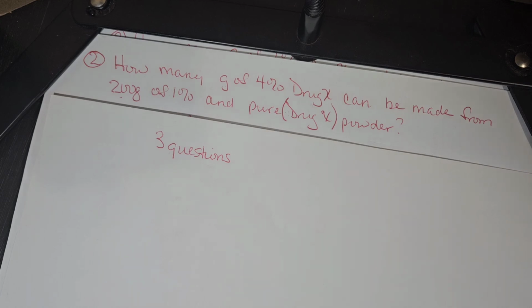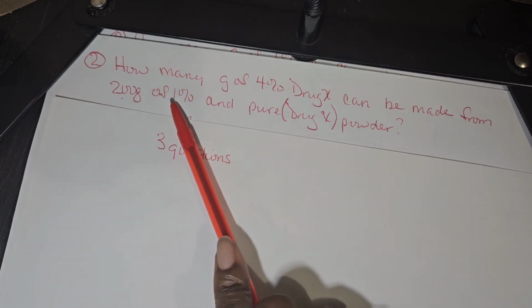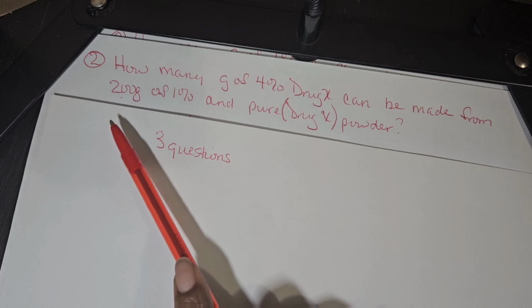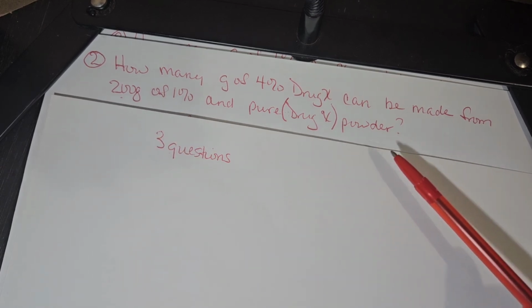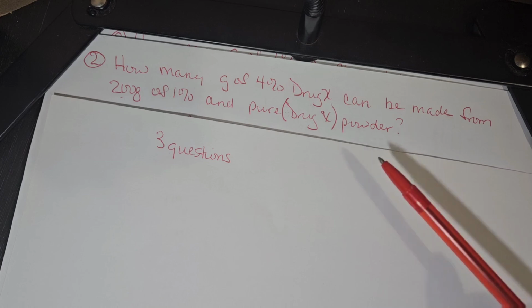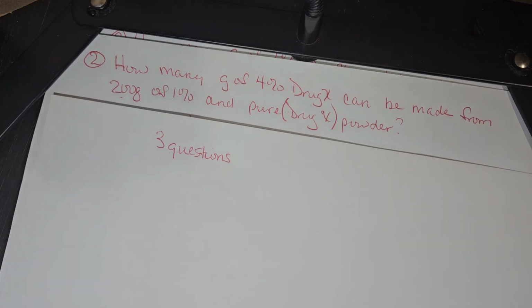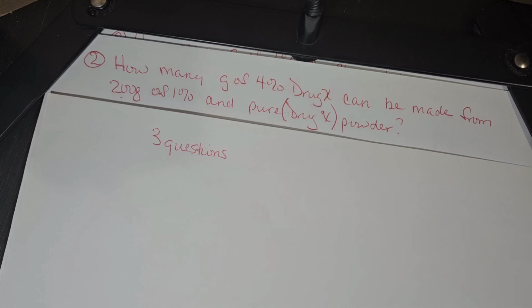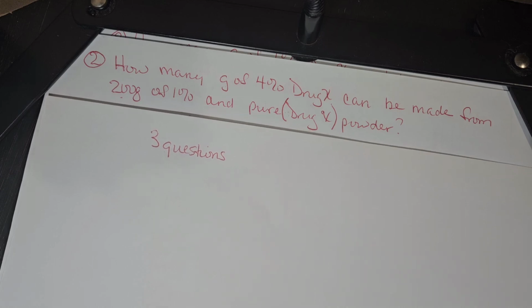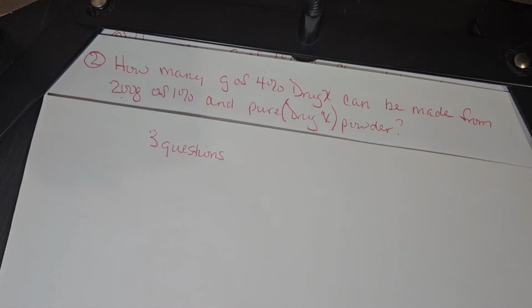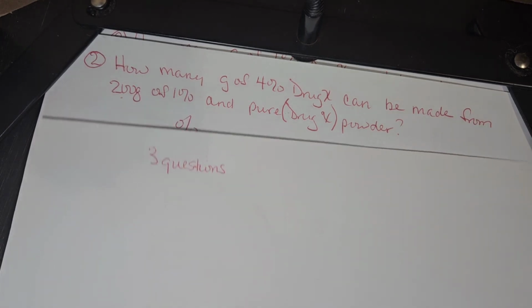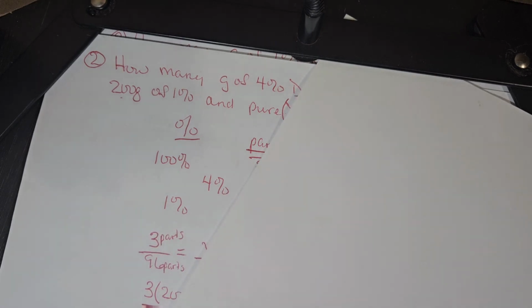We do know that one of our ingredients, specifically the 1%, is 200 grams. And we also know that we're using a pure powder, so we have pure unadulterated drug X. Alrighty, so let's move to our alligation matrix. We know that pure is going to be 100% because it's 100% drug X. So this is what it looks like.